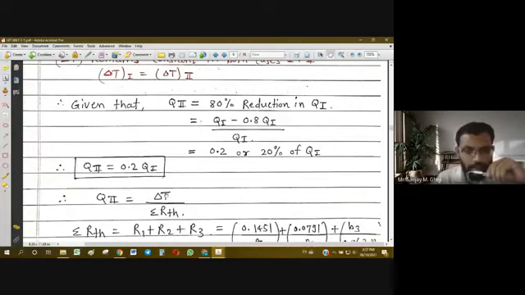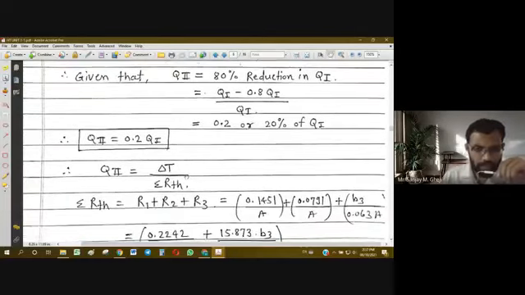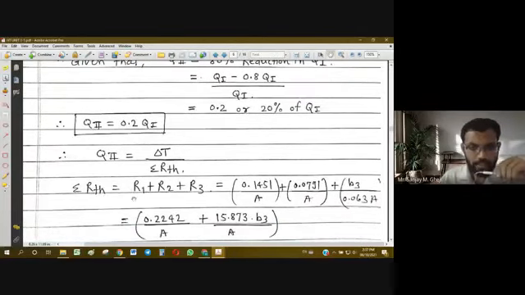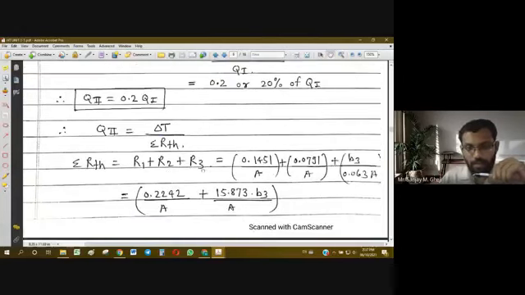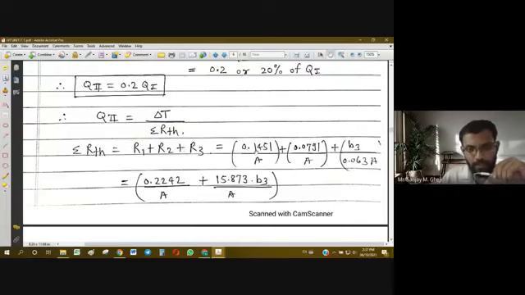Again, Q2 will be given by the general relation, delta T upon summation R thermal. Now, summation R thermal in this case will be addition of three resistances, R1, R2, and R3. R1, R2 we have already found out, so we can directly take their values, 0.1451 divided by area plus 0.0791 divided by area. Now, R3 will be B3 upon K3 into area. It is directly put here. B3 upon K3. B3 is not known, so we will keep it as it is.